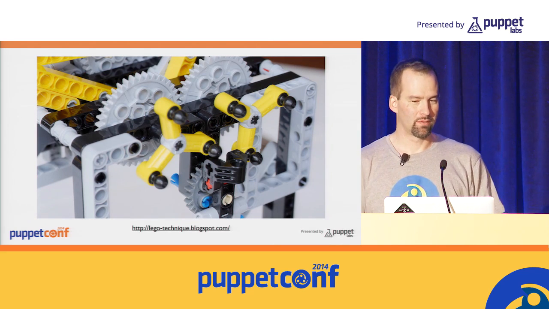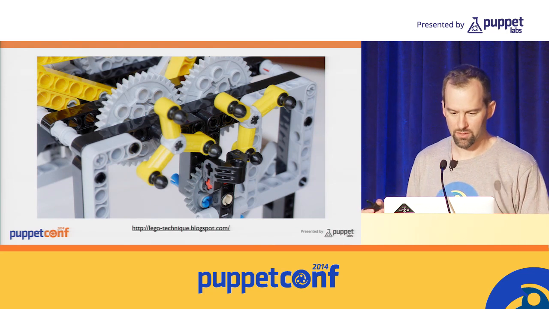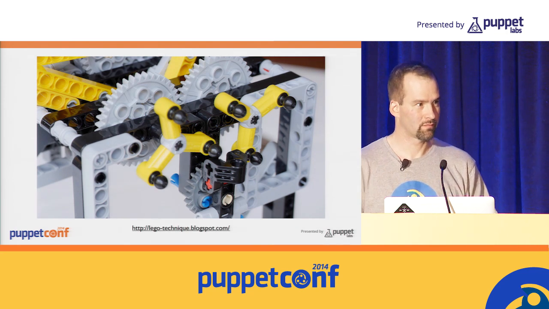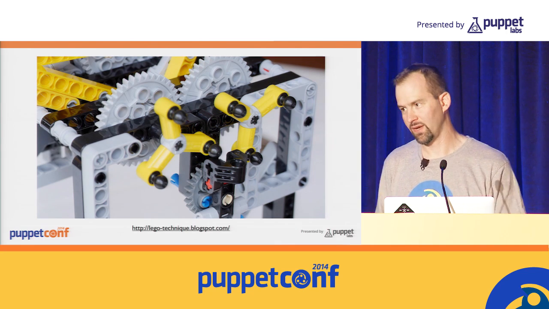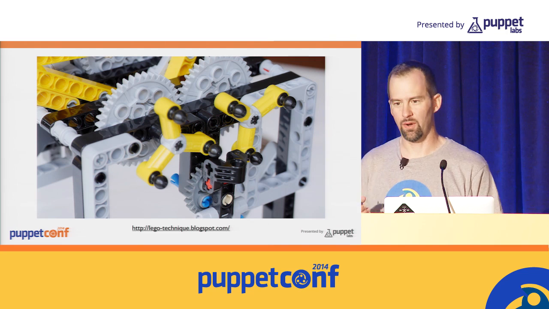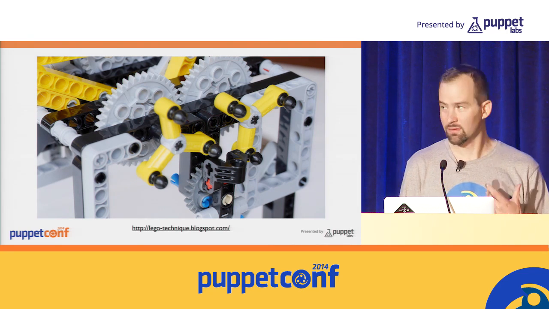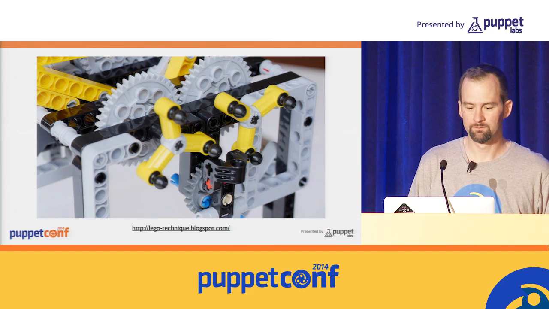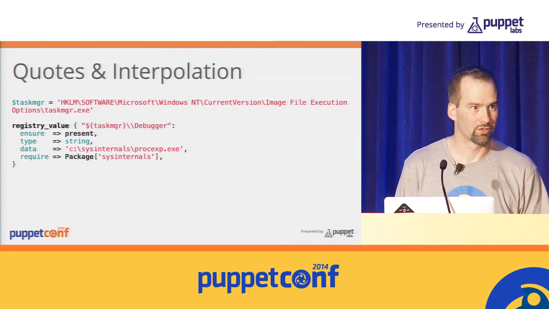OK, so we've talked about installing Puppet on Windows, different types of resources. We have modules and various tools to actually get started. But how do you write a manifest that interacts with Windows in a way that you would expect? So that's sort of the next section of the talk. The first thing that people usually run into is quotes and interpolation.